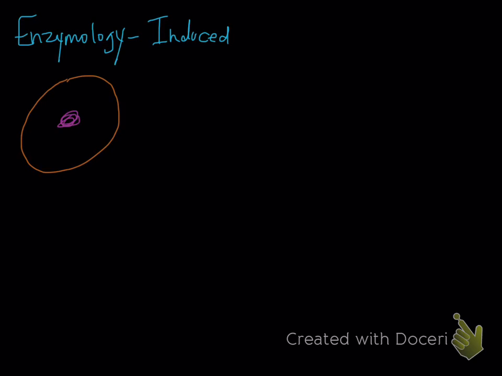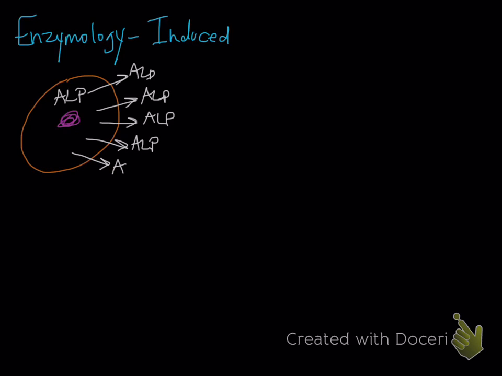And when a cell is stressed, and a lot of things can cause the stress, it makes a lot more of them. A classic one is alkaline phosphatase. So when the cell is stressed, it starts making a lot of alkaline phosphatase. Since you normally release ALP into circulation, when your cell is stressed, it actually makes more and so releases more.